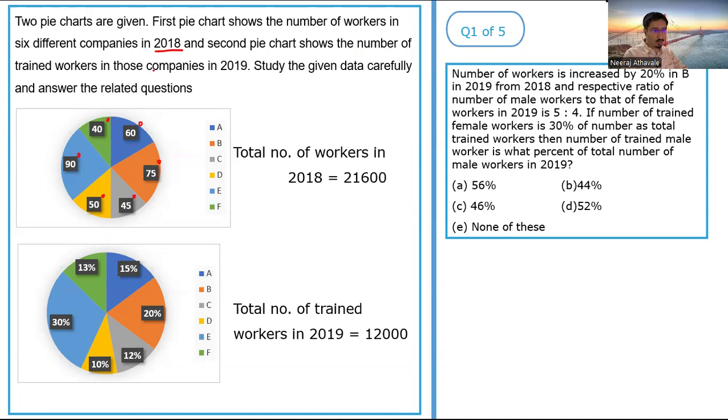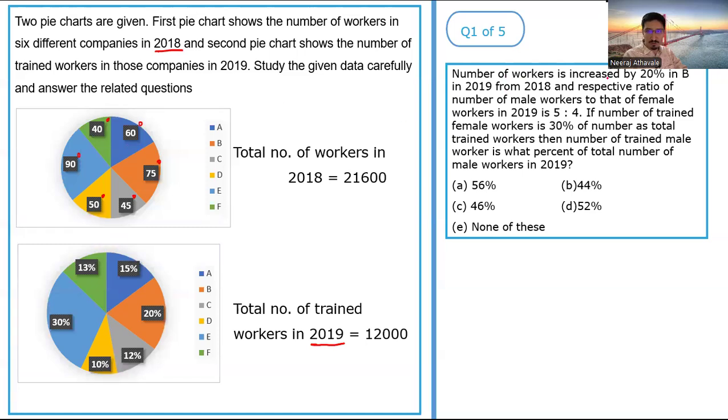The second shows the number of trained workers in those companies in 2019. Now these are in 2019 and you can see these are percentage values. Study the given data carefully and answer the related question.